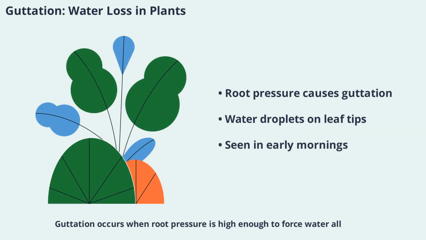Guttation occurs when root pressure is high enough to force water all the way through the stem and out through the ends of leaf veins. This water appears as tiny drops along the leaf margins, especially in the early morning. Guttation is a way for plants to expel excess water, commonly seen in species like tomato, grass, banana, and ferns.